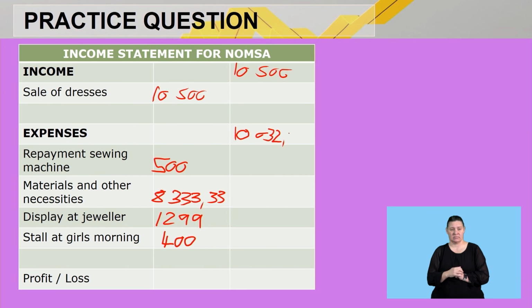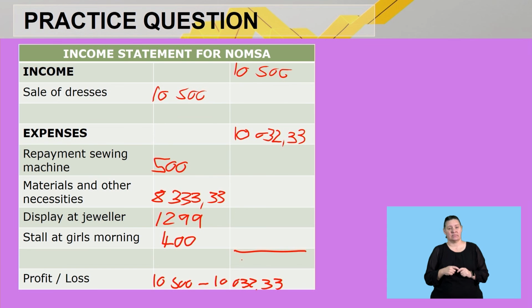That brings us to a total of 10,032 Rand 33. So the profit and loss is going to be the income 10,500 minus my expenses 10,032 Rand 33, and then my profit there is going to be 467 Rand 67 cents. Again, she needs to go and look at whatever she's busy with.